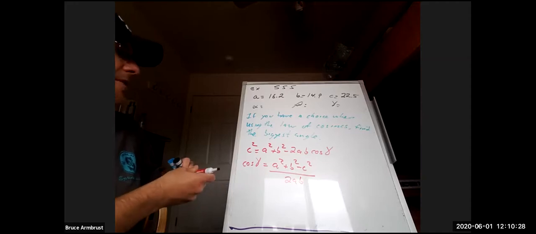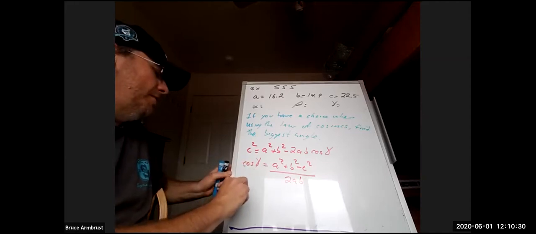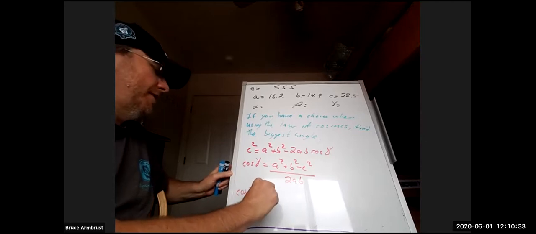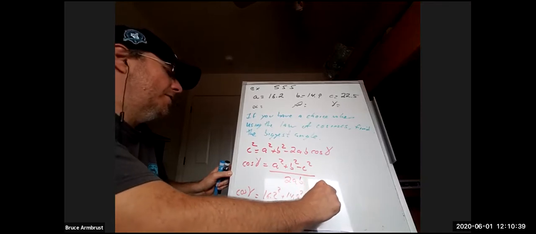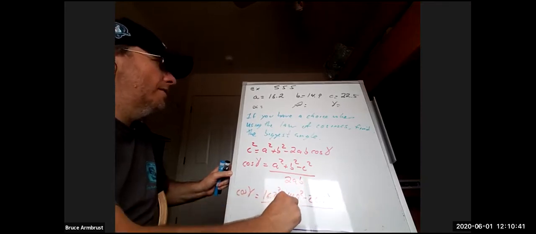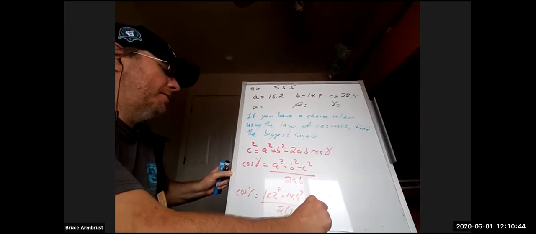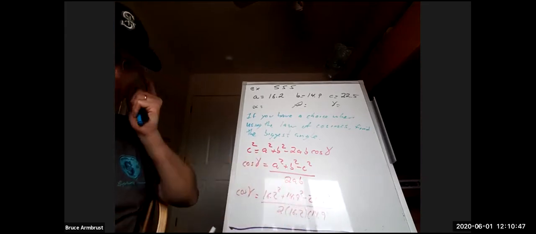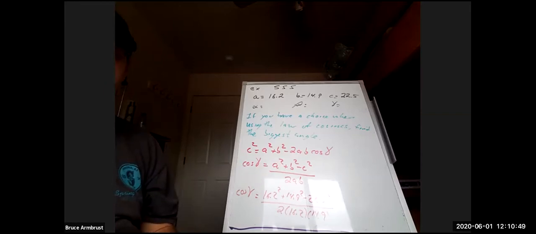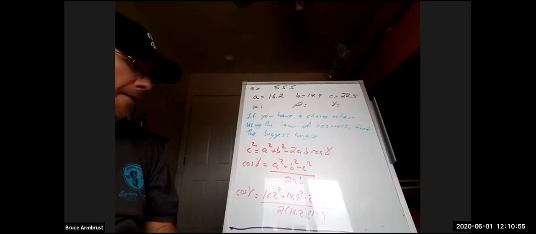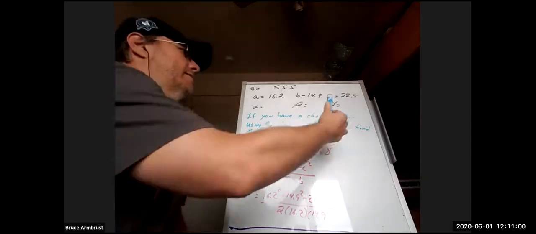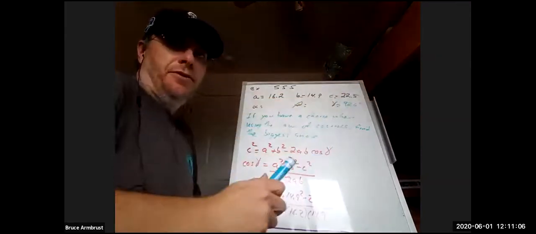All right, so now I'm ready to plug in my numbers. So we're going to get that the cosine of gamma here is equal to 16.2 squared plus 14.9 squared minus 22.5 squared, over 2 times 16.2 times 14.9. And so this is just a calculator exercise. Punch this into your calculator, see what you get. And when you do the inverse cosine, you get 92.6. So I'm going to put this up here: 92.6 degrees.